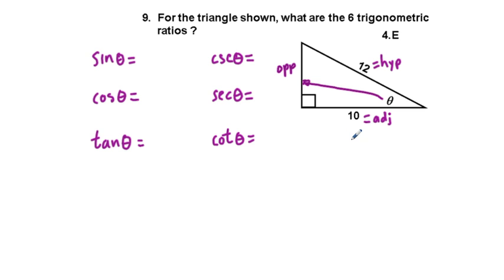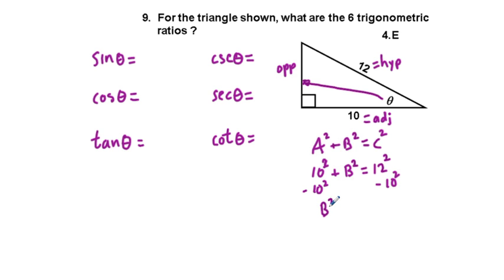We can find that using the Pythagorean theorem, a squared plus b squared equals c squared. And so a squared, we'll say 10 equals a. So we have 10 squared plus b squared equals our longest side squared, which is 12 squared. So if we subtract 10 squared from both sides of this equation, we have b squared is equal to 12 squared, which is 144, minus 10 squared, which is 100.